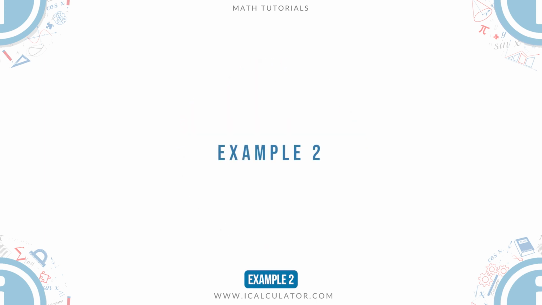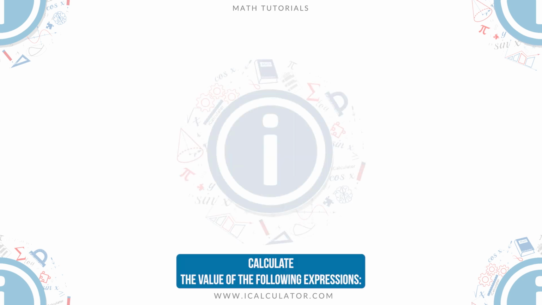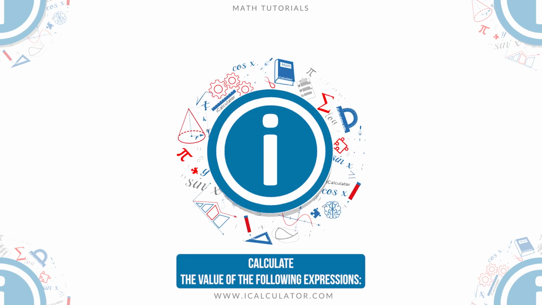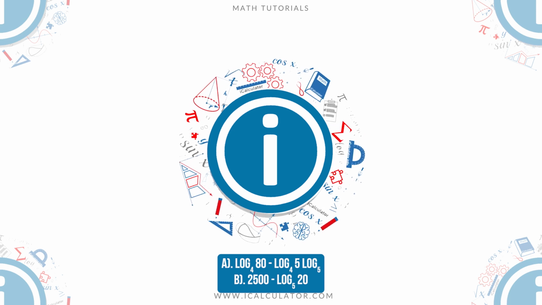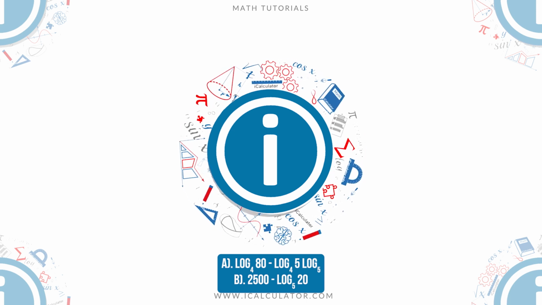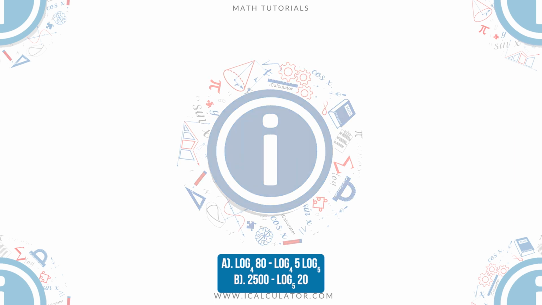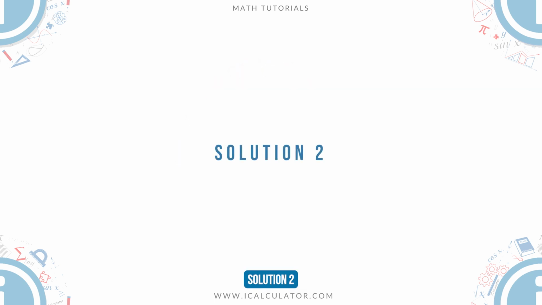Example 2. Calculate the value of the following expressions: a, log 4 80 minus log 4 5; b, log 5 2500 minus log 5 20. Solution 2.